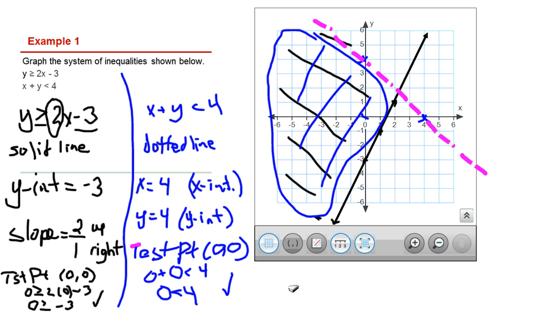You graph two inequalities, check your lines, check your shading. Where it overlaps, that's going to be your answer. So that's the first example, and then we have only one more to go.